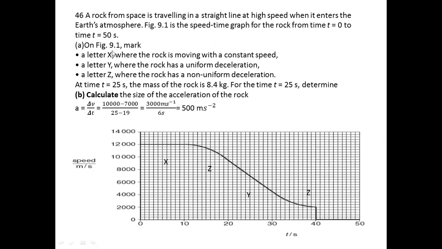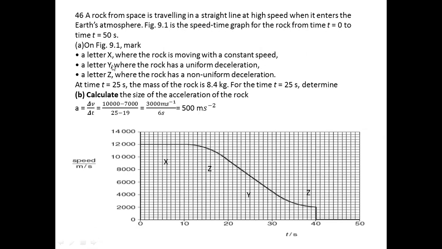Next question is, a rock from space is traveling in a straight line at high speed when it enters the Earth's atmosphere. The figure shows the speed time graph for the rock from time t equal to 0 to time t equal to 50 seconds. Mark with the letter X where the rock is moving with constant speed. This is a speed time graph. In a speed time graph, if the body is moving with constant speed, the shape of the graph is a horizontal line. So this horizontal line will be marked with X, because we have to mark the letter X where the rock is moving with constant speed.